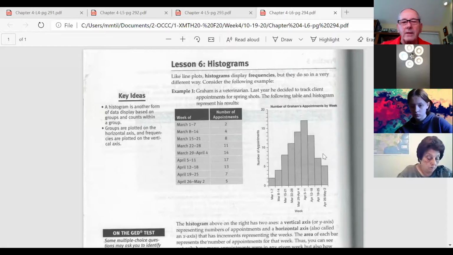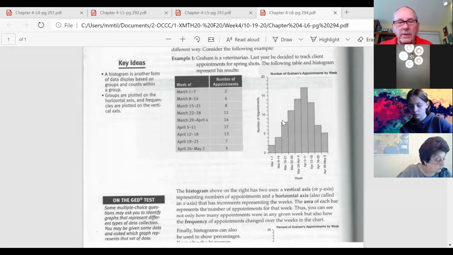This stuff, we're going over a lot of stuff in a short period of time. And now we're doing a histogram. Well, again, it's just like a line plot. It's just a fancier way of saying it, and I like it better. It looks better in my mind. Same idea: a whole bunch of data divided by groupings. In this particular case, dates are the groupings, and the frequency is the number of appointments on these days. It's a veterinarian, to get shots.